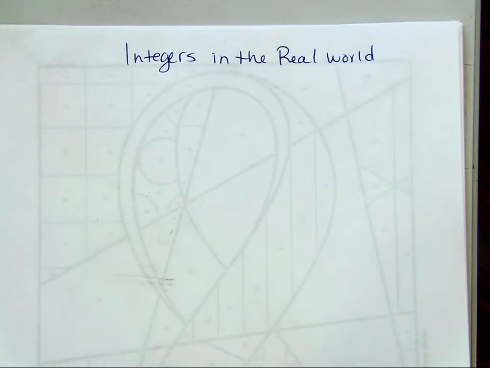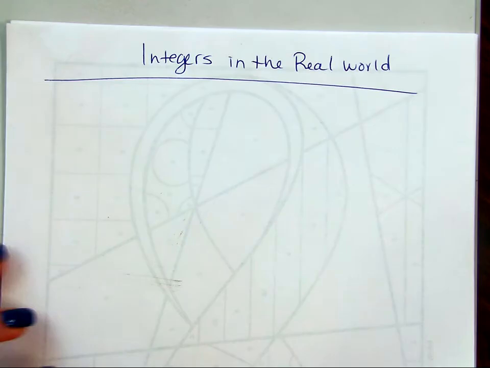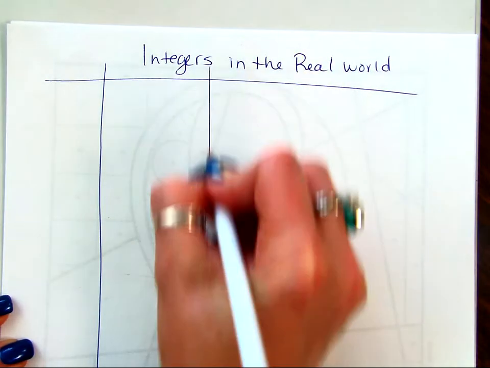So our bell work gave us a little bit of an introduction to this. So here's what I want you to do. Let's make 4 columns. So 4 columns means 3 lines, right?